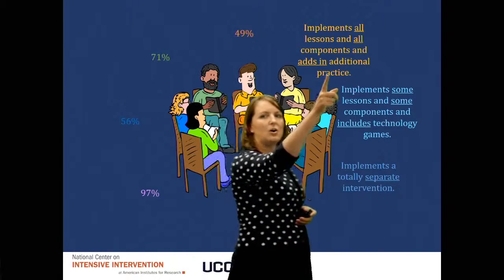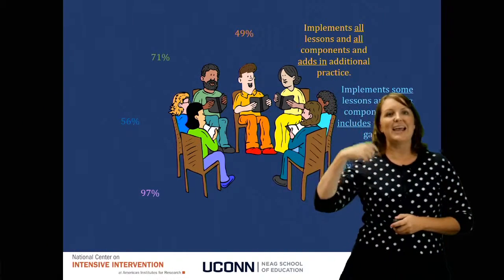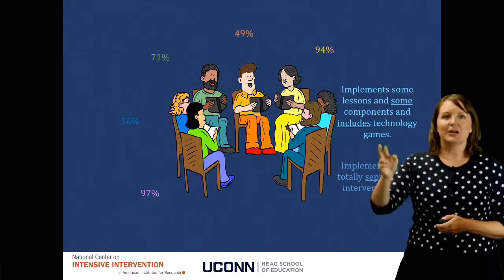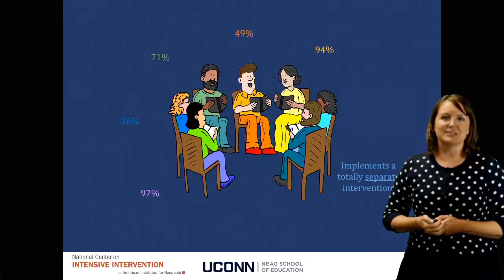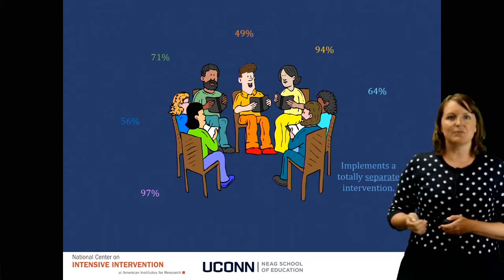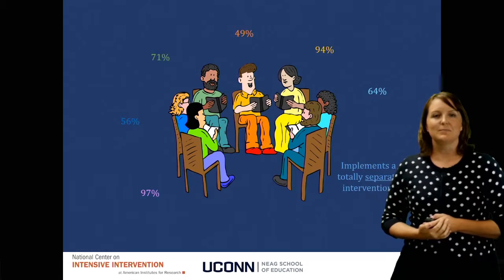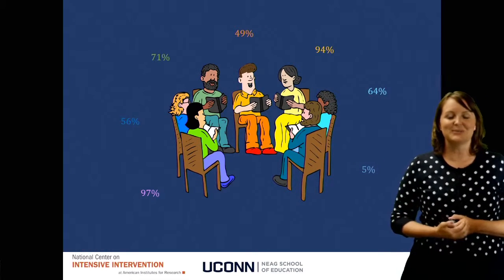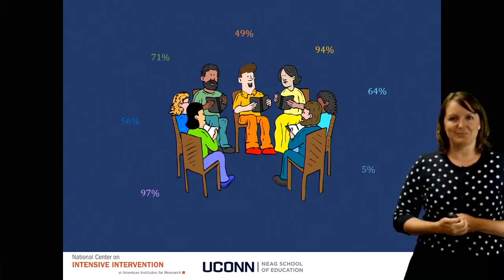This teacher that did all of the lessons and all of the components and added in additional practice received a 94. This teacher that only did some of the lessons and some of the components received a 64%. And this teacher who did something totally separate, they still may have hit upon a few components within the intervention, but they scored a 5%.